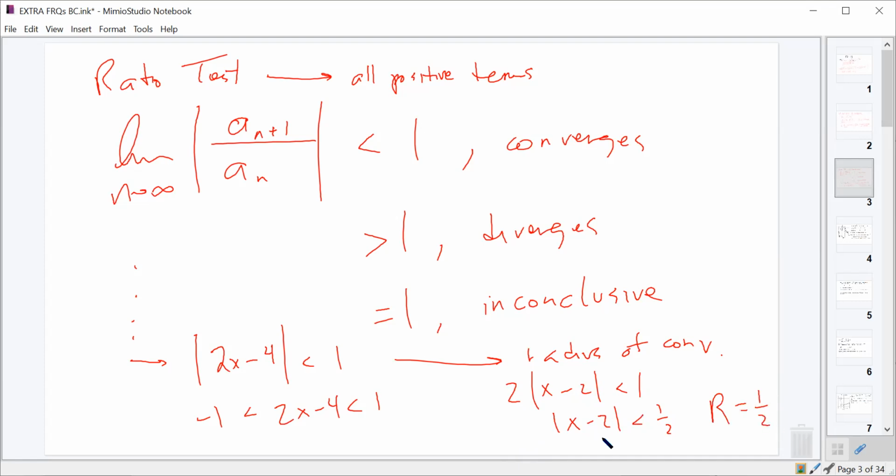And then you could solve this inequality to get, it's between 5 halves and 3 halves, which is the same thing you'd get if you did this one. But this way, you need to get it down to just absolute value of x minus a is less than r, where r is your radius of convergence. Does that help, Mahika?